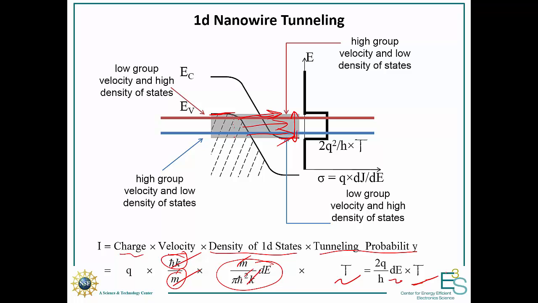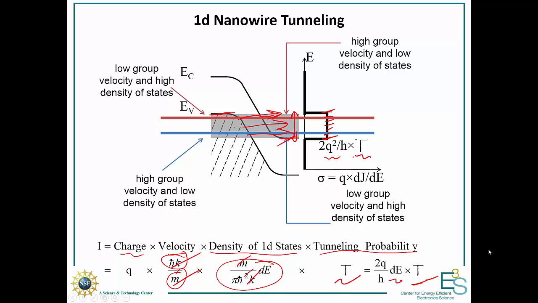And so there's a couple of interesting things to note. One is that if the tunneling probability is the same at all these energies, the current, or the conductance, is the same at all the energies. And so we just have to multiply the width of this window times the quantum of conductance times the tunneling probability.